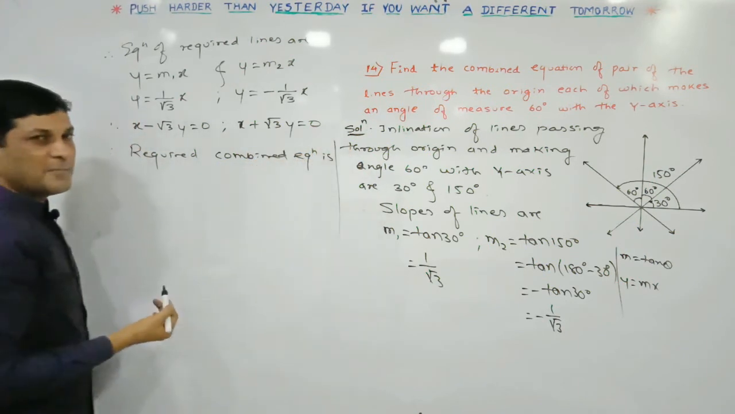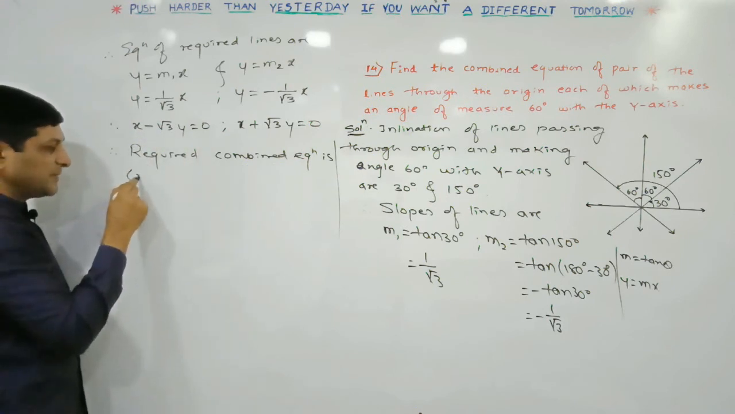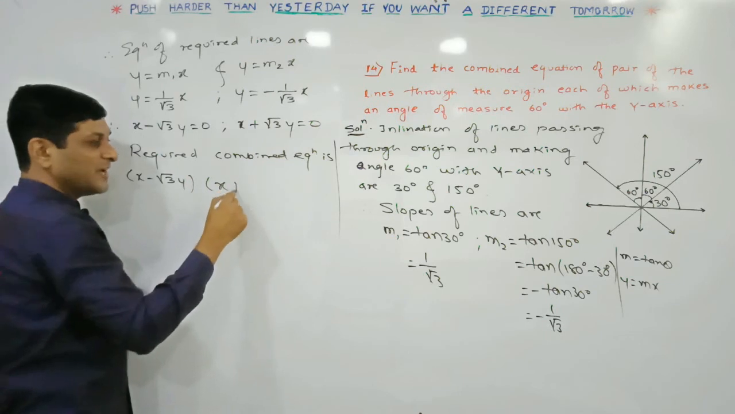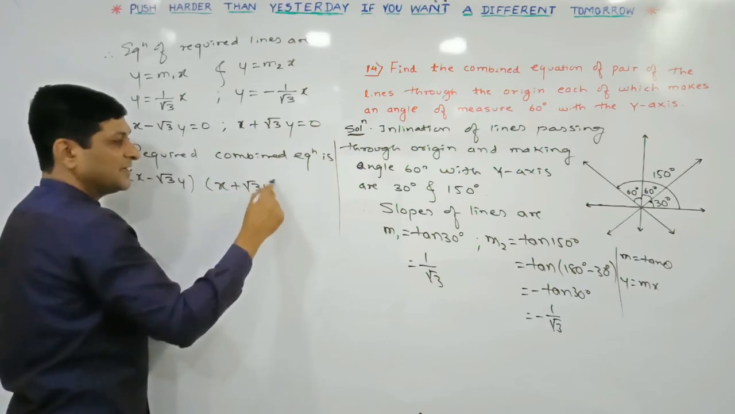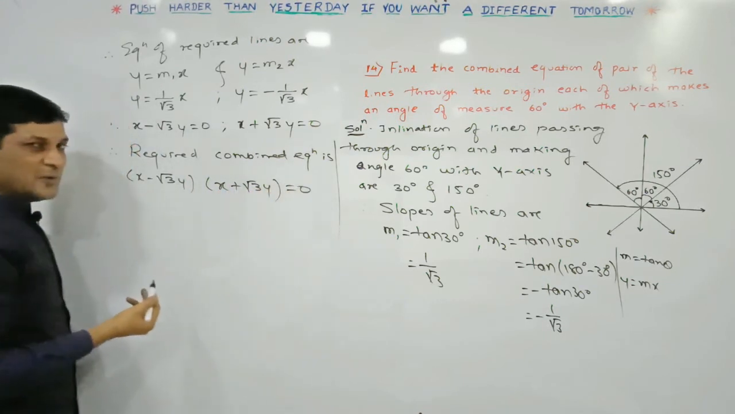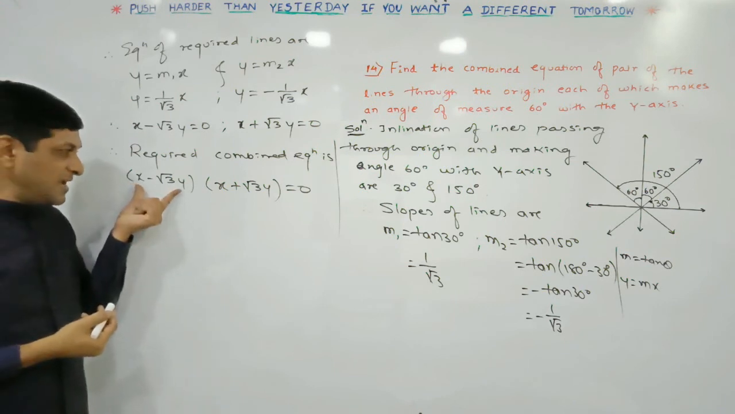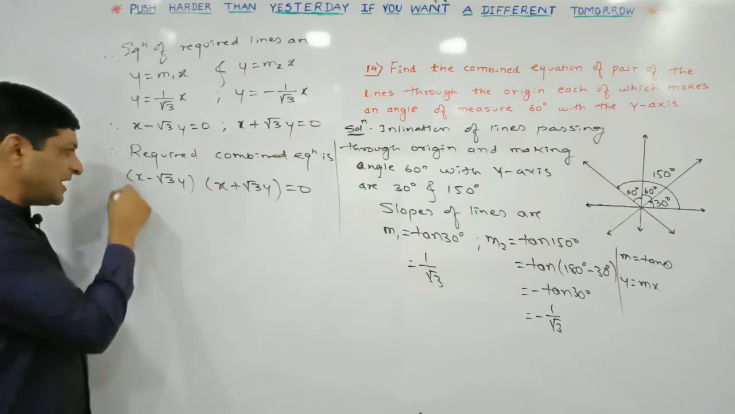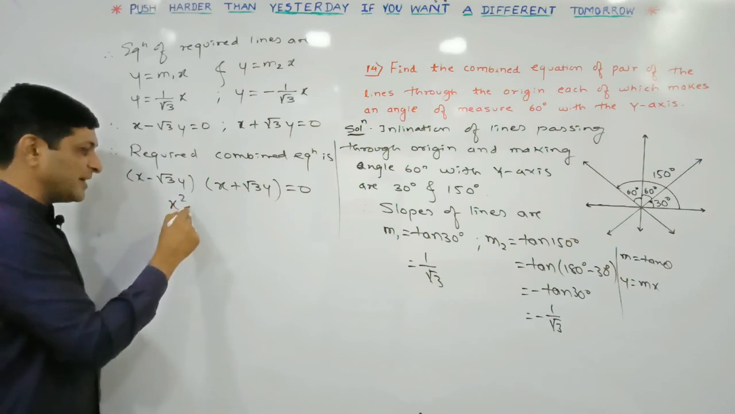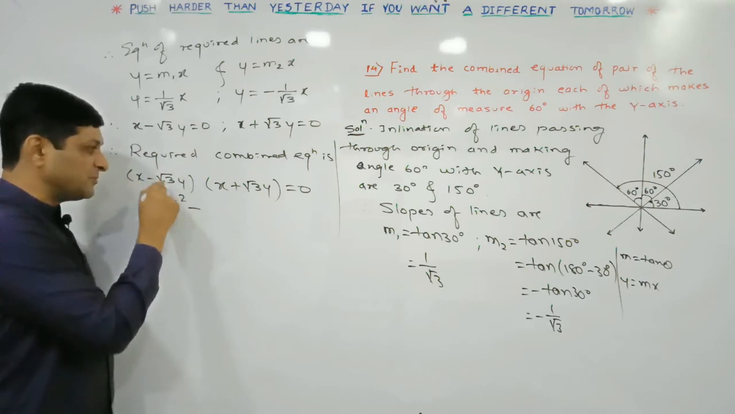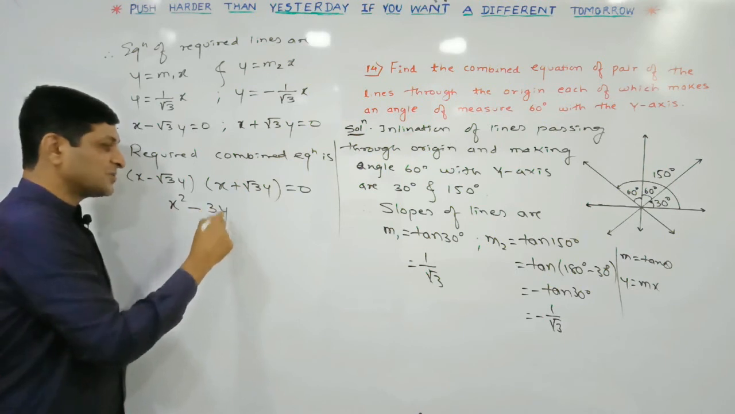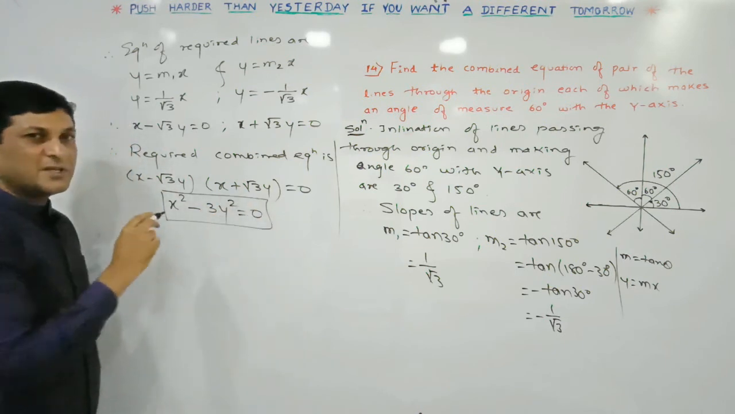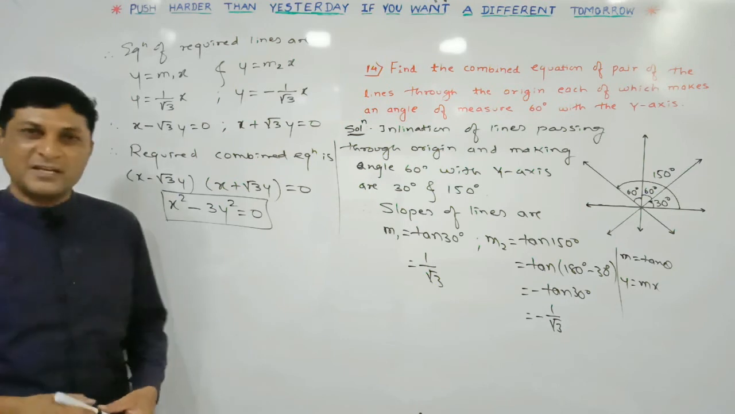So while finding the combined equation, just simply take the multiplication of these two equations: x minus root 3y into x plus root 3y is equal to 0. Now the terms are in the form of a minus b into a plus b, so their product will be equal to a square minus b square. A square means x square, minus b square. B square means the square of root 3y, which is 3y square, is equal to 0. In this way, we have got our required combined equation.